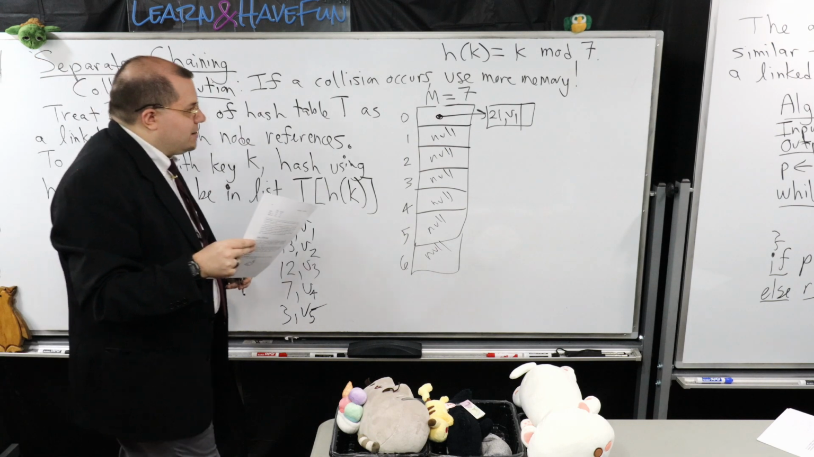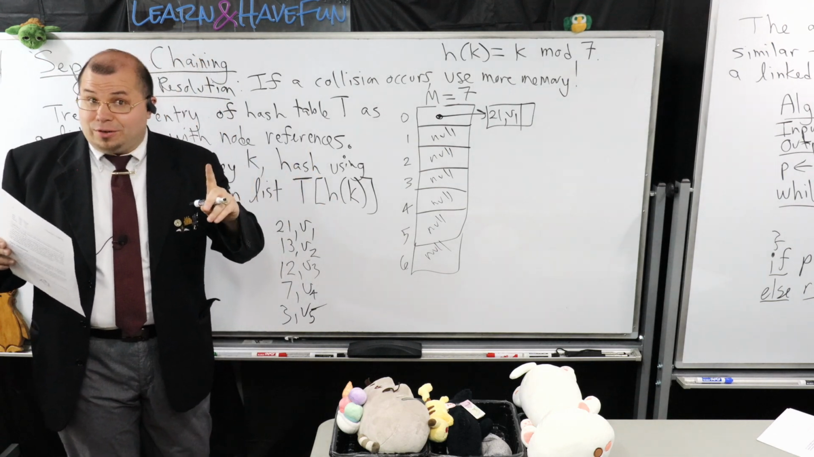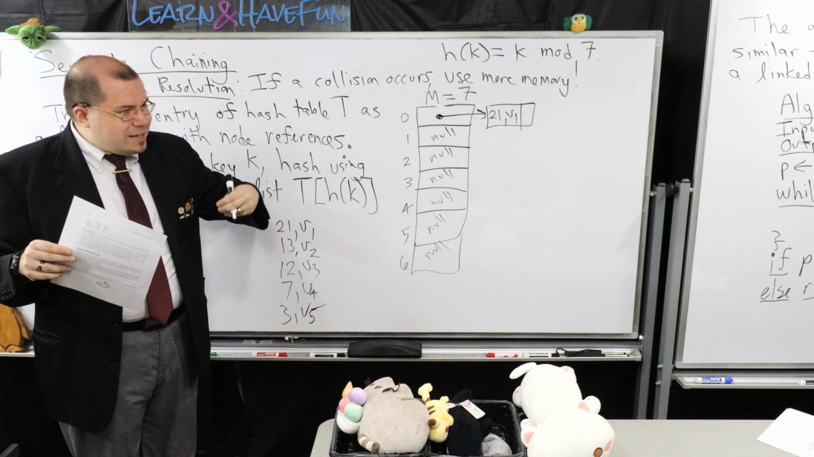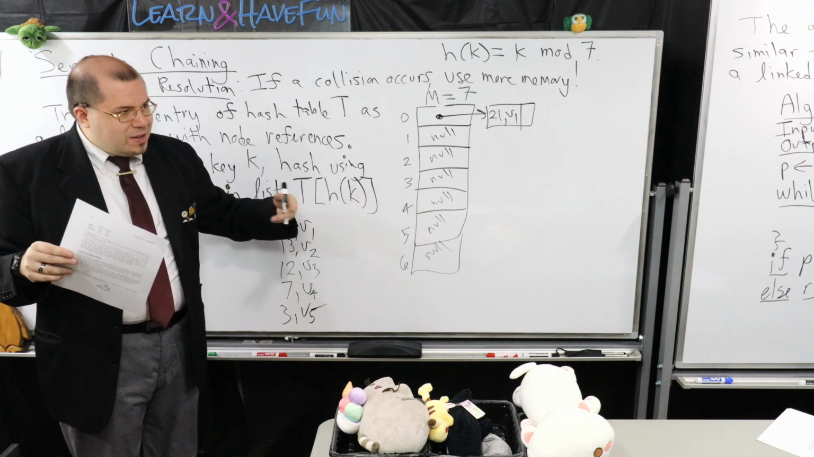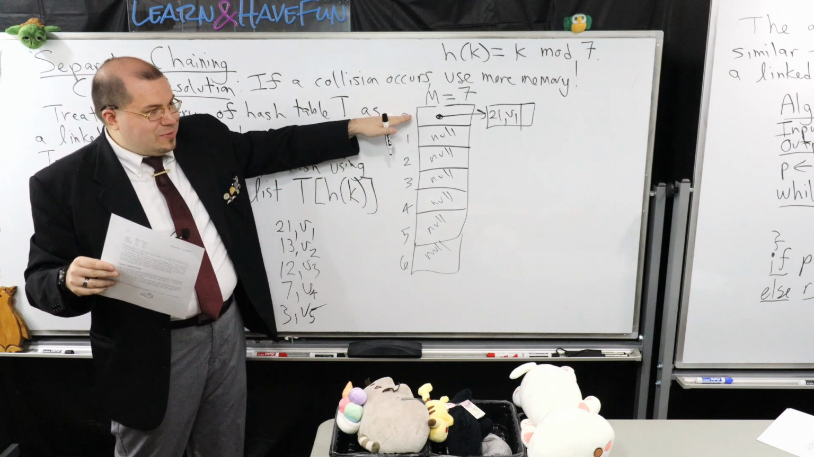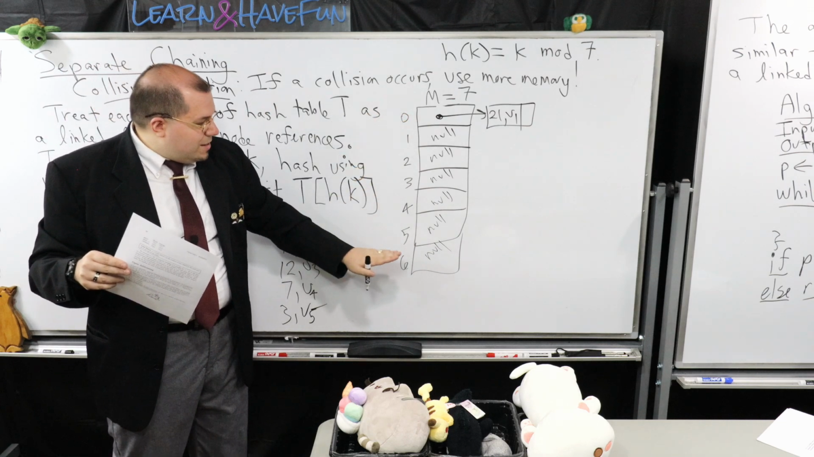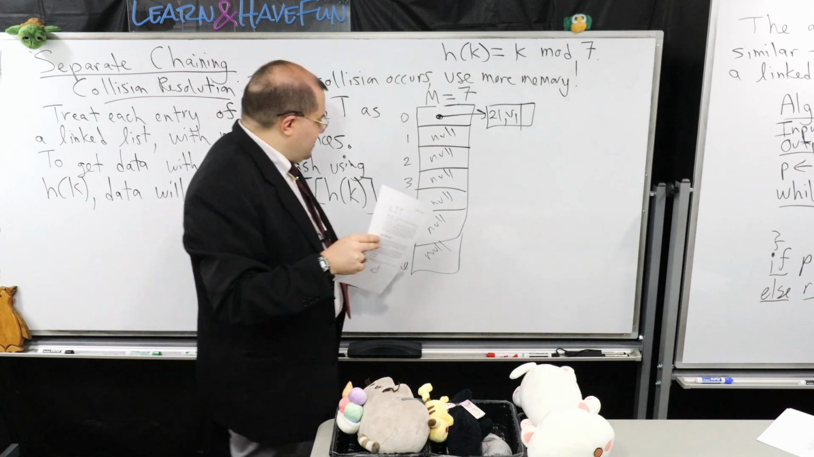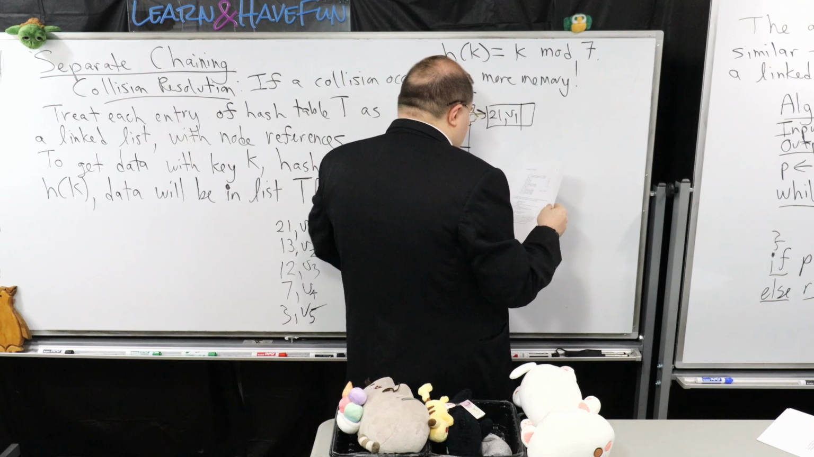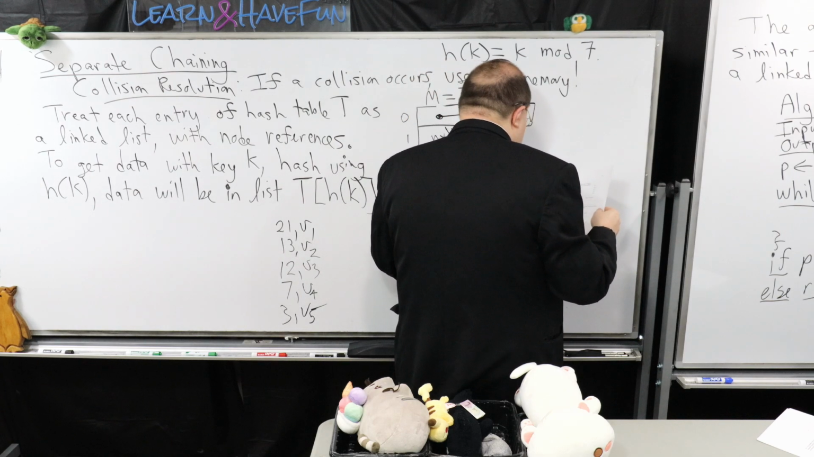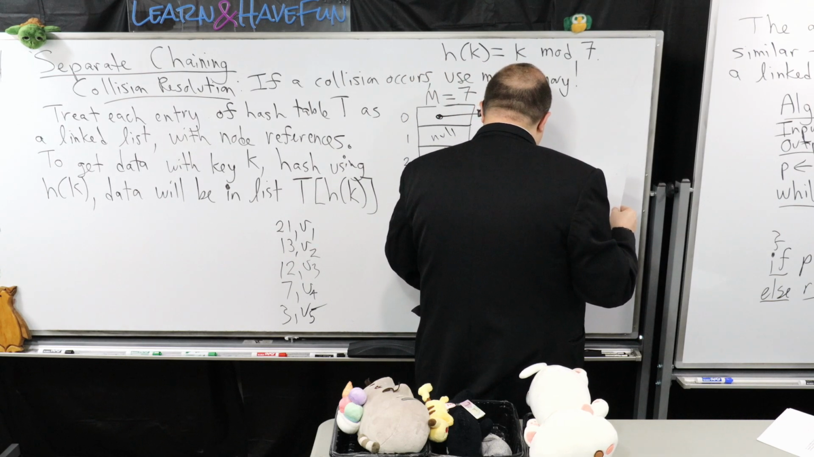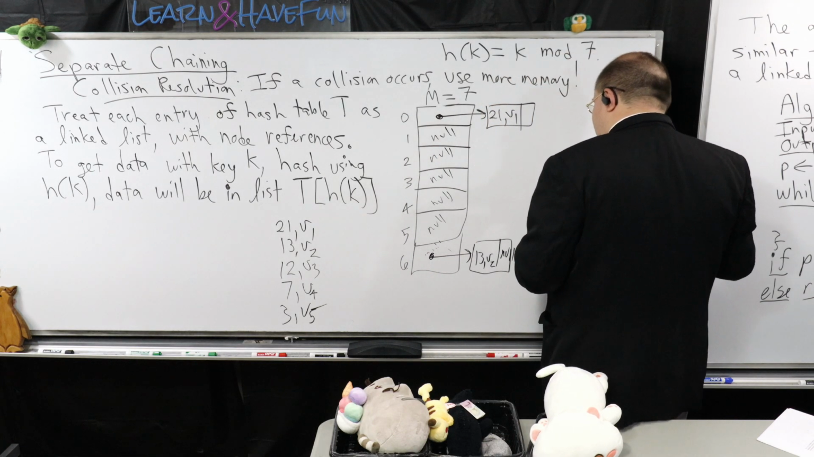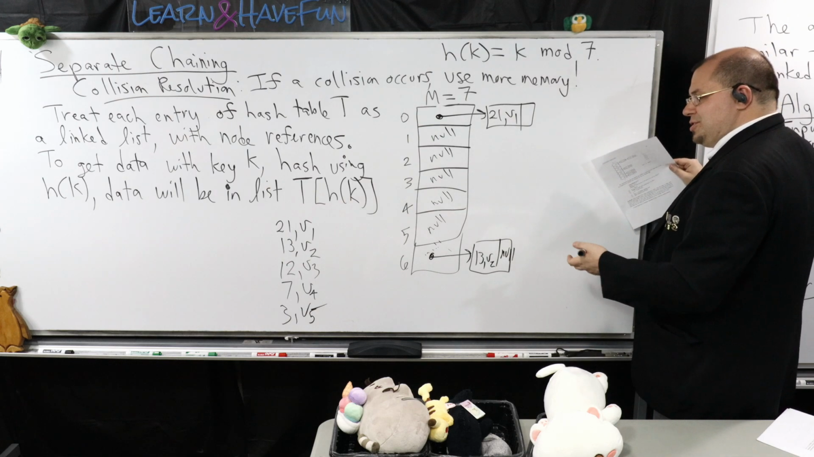Let's go 13. Now 13 is one less than 14, right? So you know that, because 7 times 2 is 14. So that would be sitting right here if it was 14. So 13 is one less, so it's going to be right here at the bottom. So I'm going to now put in 13 right here. 13 v2. So I've done the insertion of those first two.